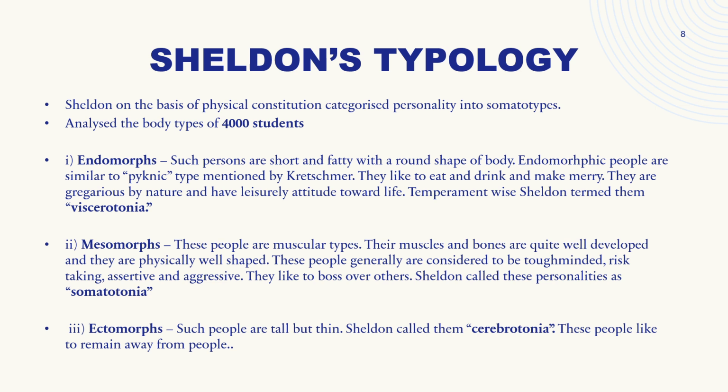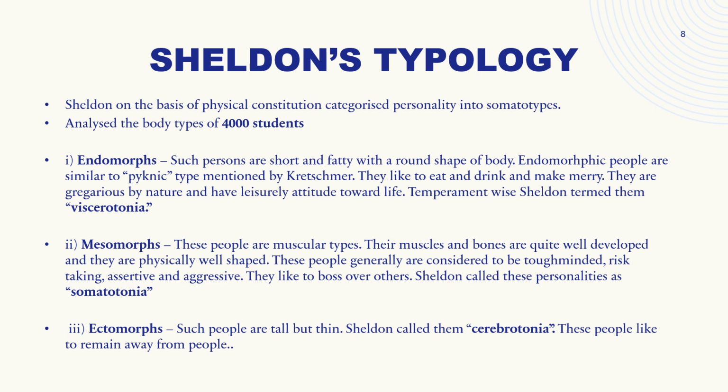Now the third one is Sheldon's typology. Sheldon also gave the classification based on the body constitution and he categorized personality into somatotypes. Somatic itself means related to body. He analyzed the body types of 4,000 students and he came to the conclusion of this classification. He classified personality types into endomorphs, mesomorphs and ectomorphs.